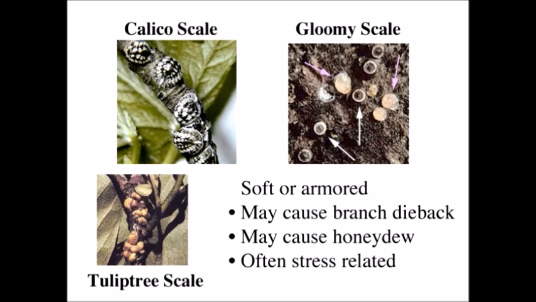Some tend to be worse than others, and we can't go through them all. But certain scales may cause a branch to die back, for example. So it could be serious, a little bit more than just cosmetic. And some, particularly the soft scales, may also create honeydew. I think you're familiar with that. And in an urban setting, the honeydew can be a problem or a complaint by a homeowner or a town or something like that.